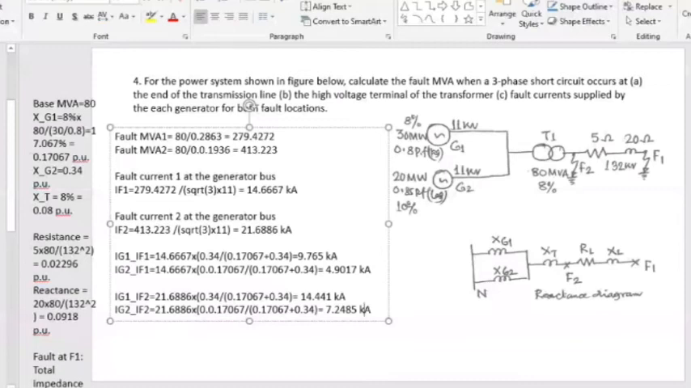So can you now see, when a fault occurs at F1, the fault currents are supplied by each generator, how many kiloamperes they are supplying, we can calculate. When a fault is occurring at the high voltage end of the transformer, not at the end of the transmission line, we can calculate how many amperes are being supplied by which generator. And if we have more than 2 generators, 3 generators, doesn't matter, we do the same principle.